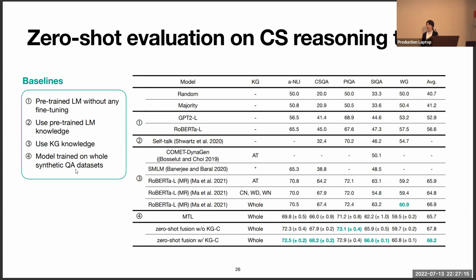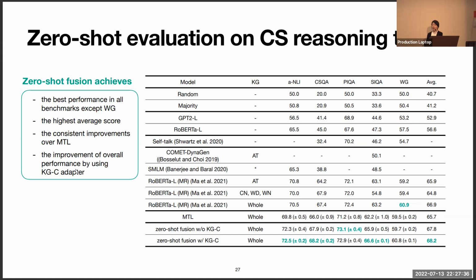These are the baselines we suggested, including the recent works for the zero-shot QA system. And here the number 4, MTL, denotes the model which is trained in the conventional multitask learning method using the whole synthetic QA data sets.